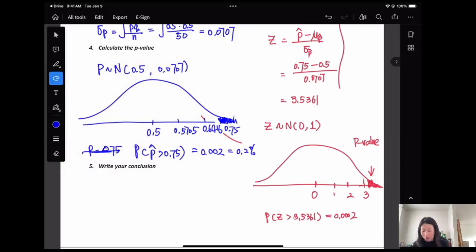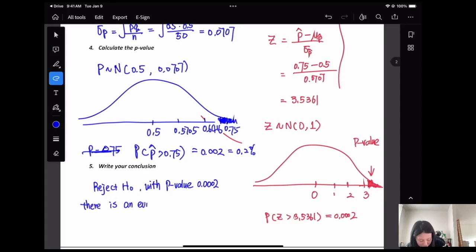So what would be our conclusion? With these two methods, we got a very small p-value. If we have a small p-value, that means we have a small probability, so we reject the null hypothesis with our p-value of 0.0002. There is evidence that the coin is unfair and lands heads significantly more than 50% of the time.